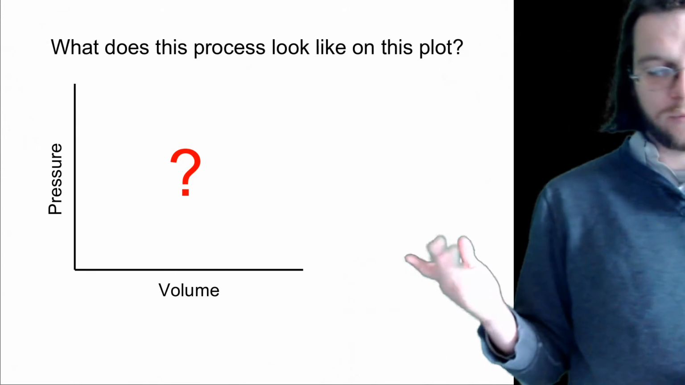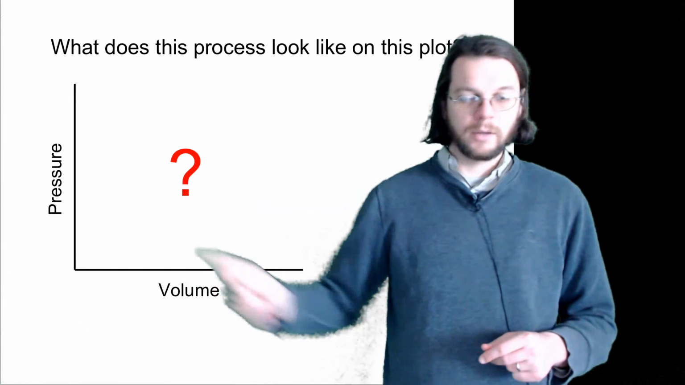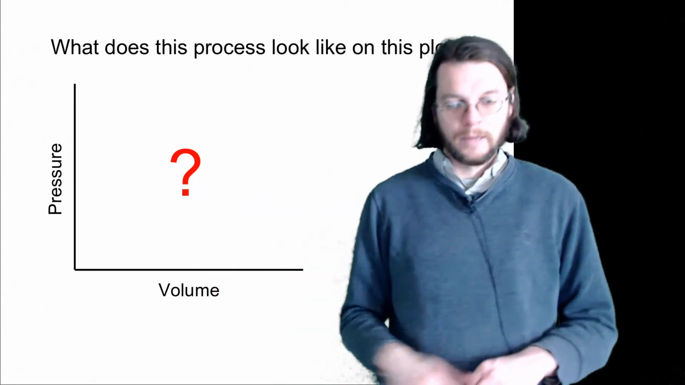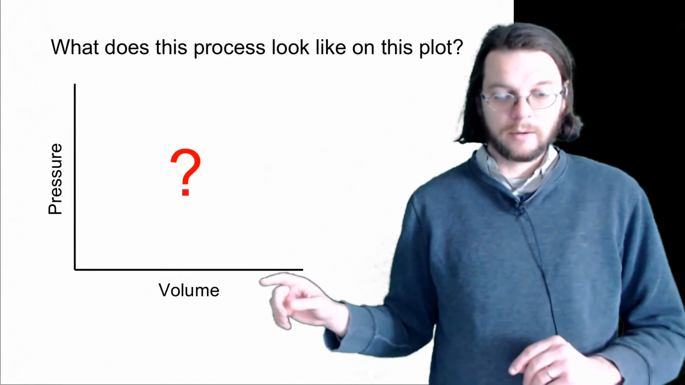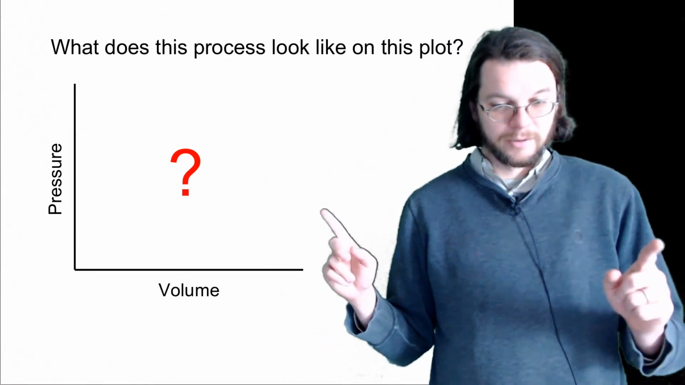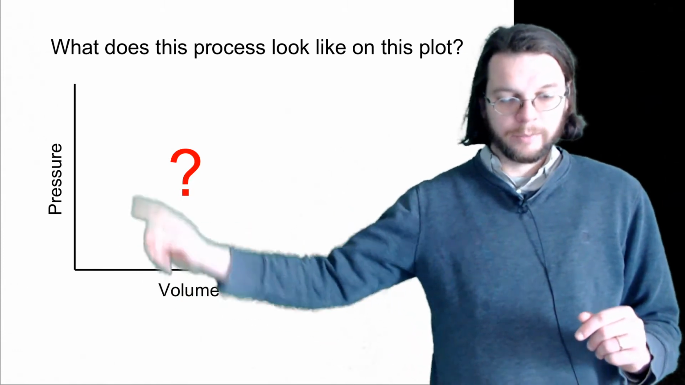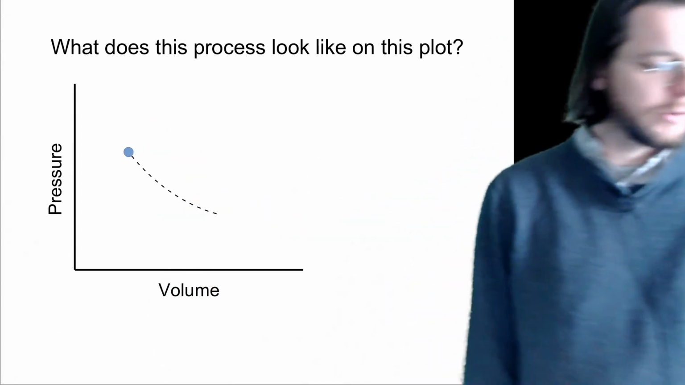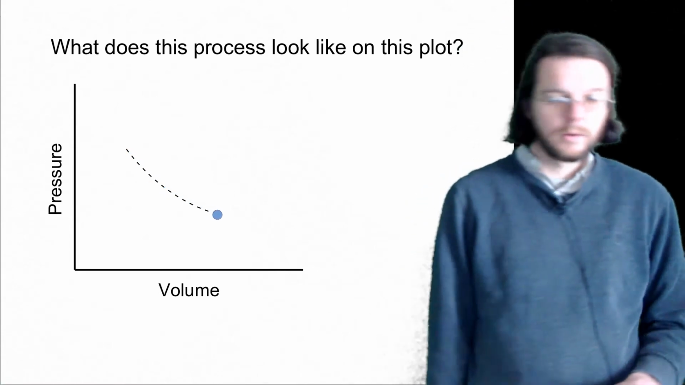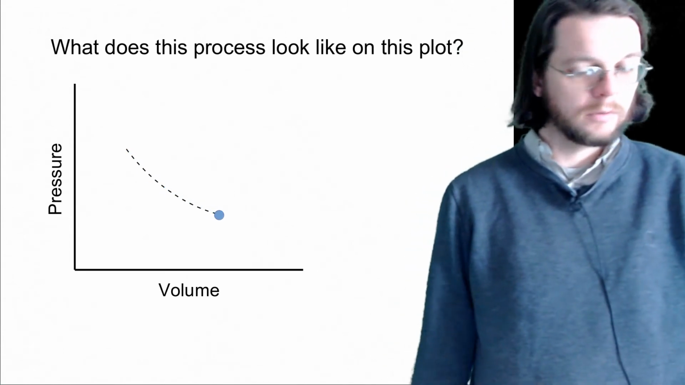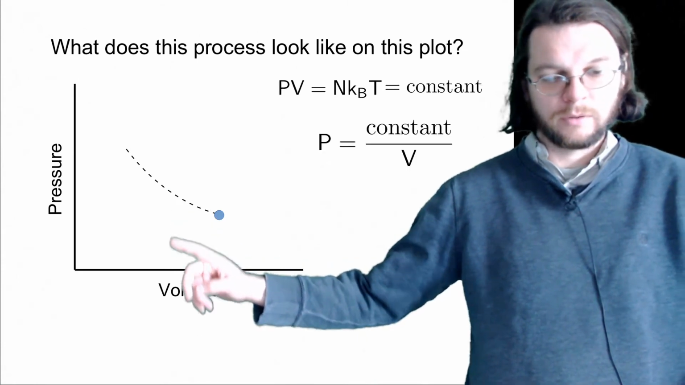So now we can think about, what does this process look like on this plot? This is a pressure volume plot, not a volume pressure plot. You can kind of flip those axes, and you'll find that as the volume becomes smaller, the pressure goes up, right? So you're going to find something that looks either like this, so the pressure is going up and going down, or the opposite, in which the volume is being compressed and the pressure goes up. One of those two things is happening.